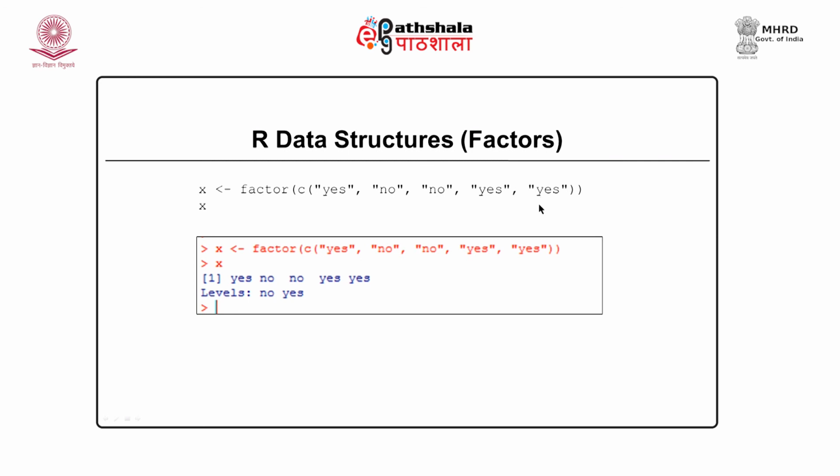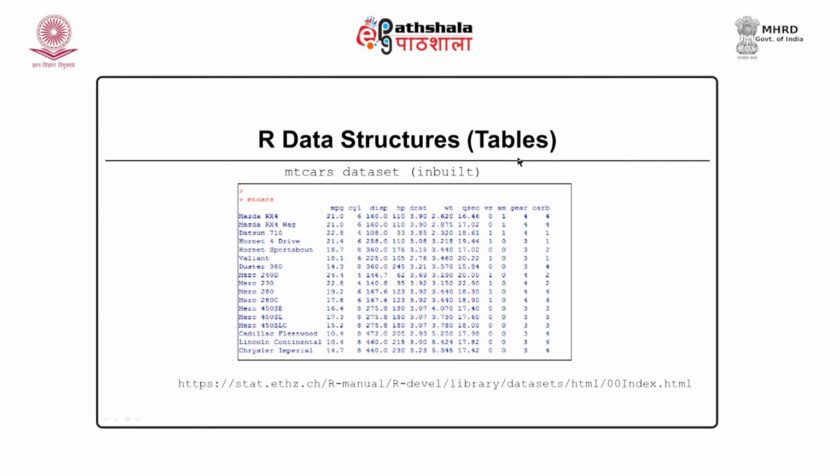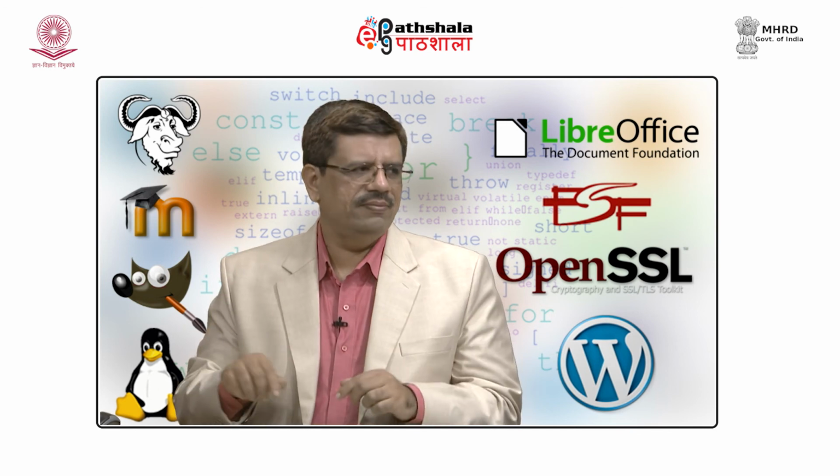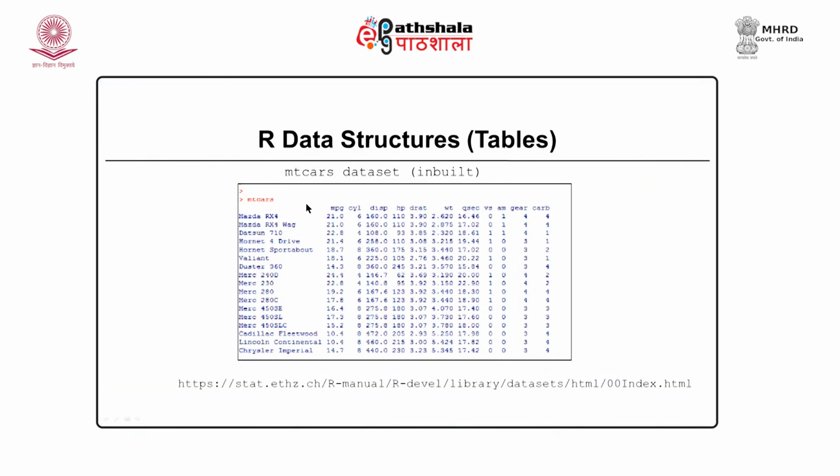Let us see one more data structure, that is tables. Now, as I said, there are inbuilt data sets. mtcars is an inbuilt data set. So, when you type mtcars at the command prompt, it will display a table. Here there is a table mtcars. These are the car types, their miles per gallon, cylinders, and so on. This is the description of different cars. Such kind of data sets and their contents can be found from this website. The bottom line indicates the website through which you can browse the different data sets that are available in the datasets package of R.